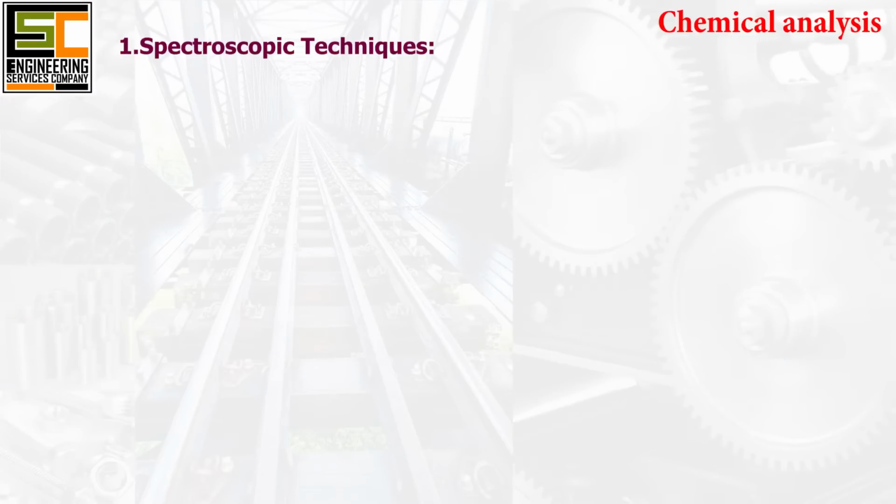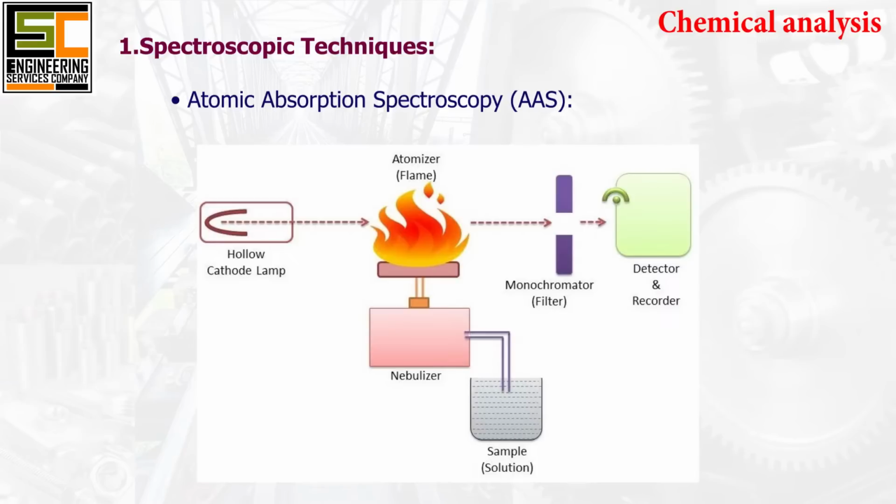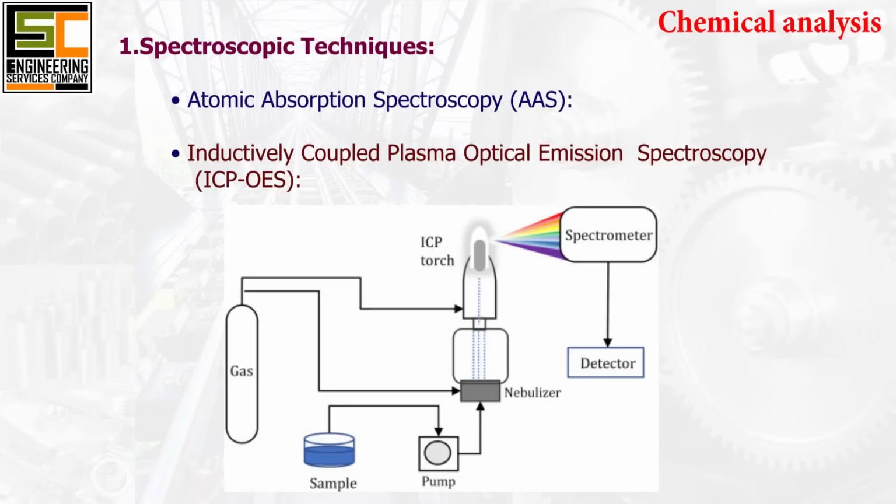1. Spectroscopic techniques. Atomic absorption spectroscopy, AAS, measures the concentration of specific elements in a sample by analyzing the absorption of light at characteristic wavelengths by the atoms in the sample. Inductively coupled plasma optical emission spectroscopy, ICP-OES, quantifies the elemental composition of a sample by analyzing the emission of light from excited atoms in an inductively coupled plasma.